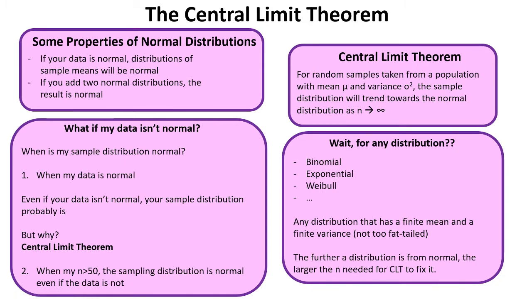The further the distribution is from normal, the larger the n needs to be before the central limit theorem is going to fix it. I gave you an n of 50, but that's not hard and fast. 50 is pretty high. You'll see 20 or 30 estimated in a lot of places, but sometimes it'll need to be a little bit higher than that if your data is extremely non-normal.